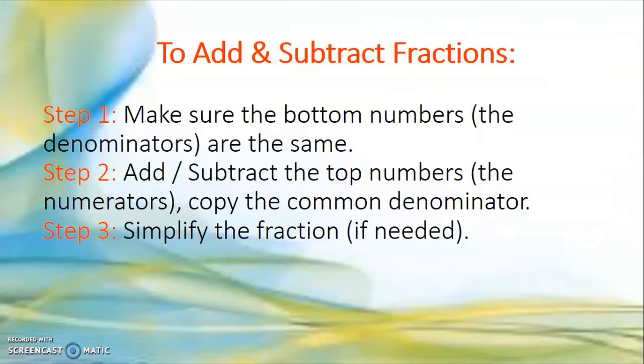To add and subtract fractions, make sure that the bottom numbers or the denominators are the same. If they are unlike terms, you need to make the denominator the same first. Then add or subtract the top numbers or the numerators. Then copy the common denominator. Last step, simplify the fraction if needed.